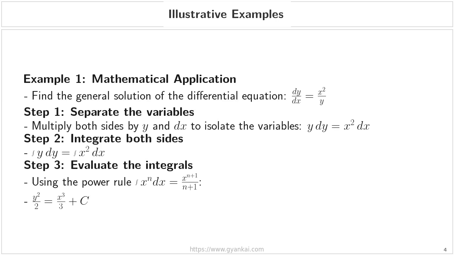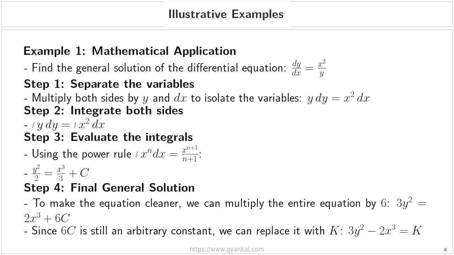Now, for step 3, we evaluate these integrals. Using the power rule for integration, which we know states that the integral of x to the power of n is x to the power of n plus 1, all divided by n plus 1, we can solve both sides. Integrating y gives us 1/2 y squared, and integrating x squared gives us 1/3 x cubed. And as a crucial reminder from our previous slides, we must add our arbitrary constant, c, to the side containing our independent variable. So, we have 1/2 y squared equals 1/3 x cubed plus c.